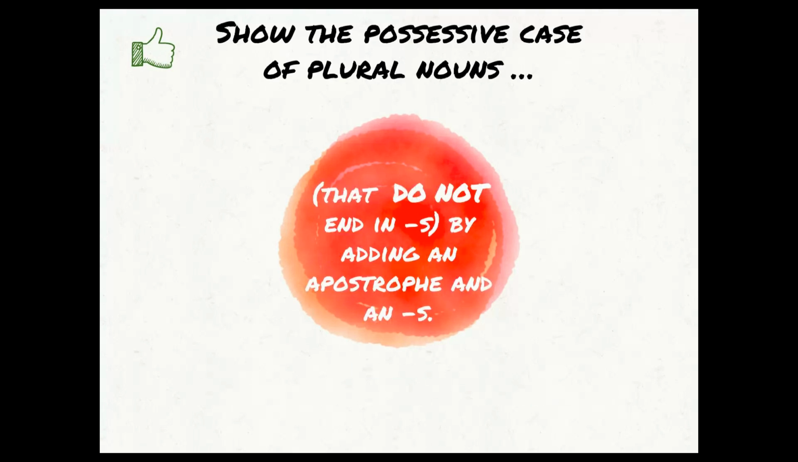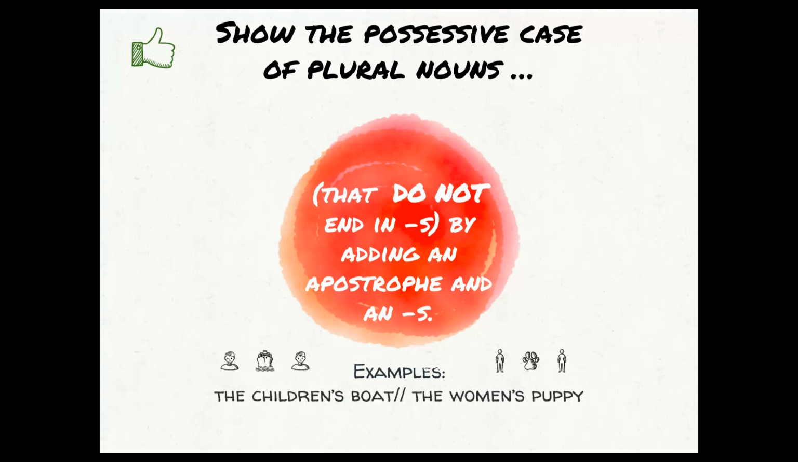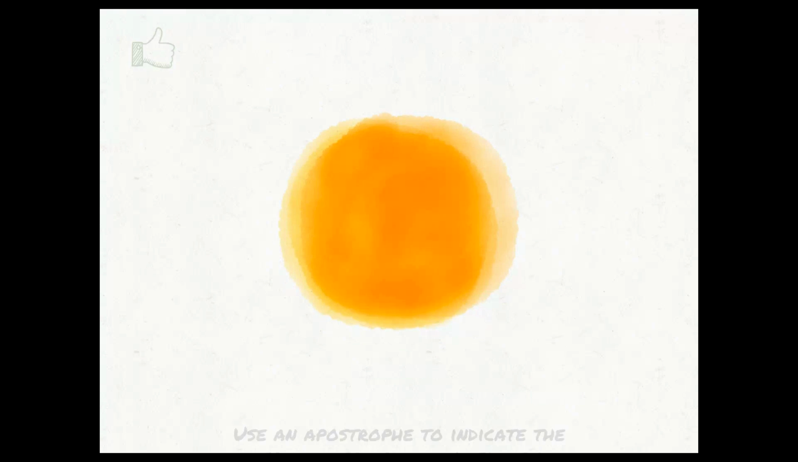You also use this to show the possessive case of plural nouns that don't end in S. And this you do by adding an apostrophe and an S. So this is things like children or women. These are plural nouns that don't end in S. We indicate this just like we did before with an apostrophe S. So the children's boat, the women's puppy, we add an apostrophe S.